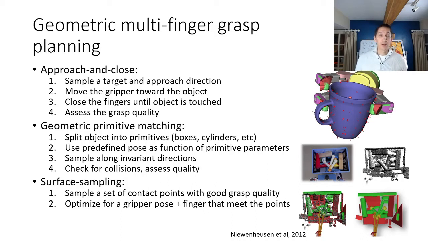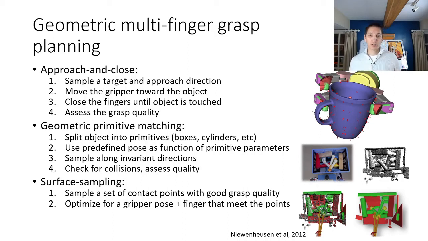In a nutshell, the approach and close approach tries to sample different approaching motions of the hand that move towards the object and then close the fingers, and then through collision detection you try to figure out the locations in which the fingers touch the object. Once we find those contact points, we can then score them and try to find good grasps by randomly sampling these different approach directions and finger configurations.